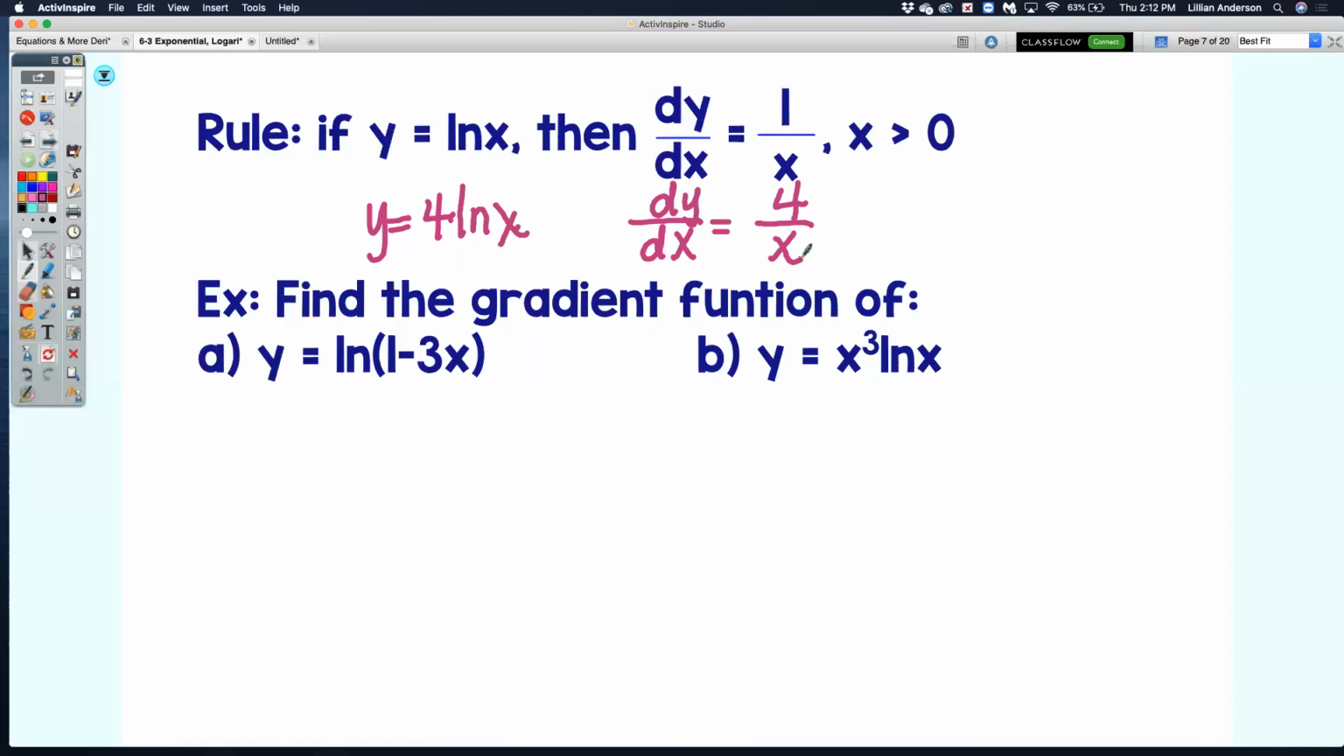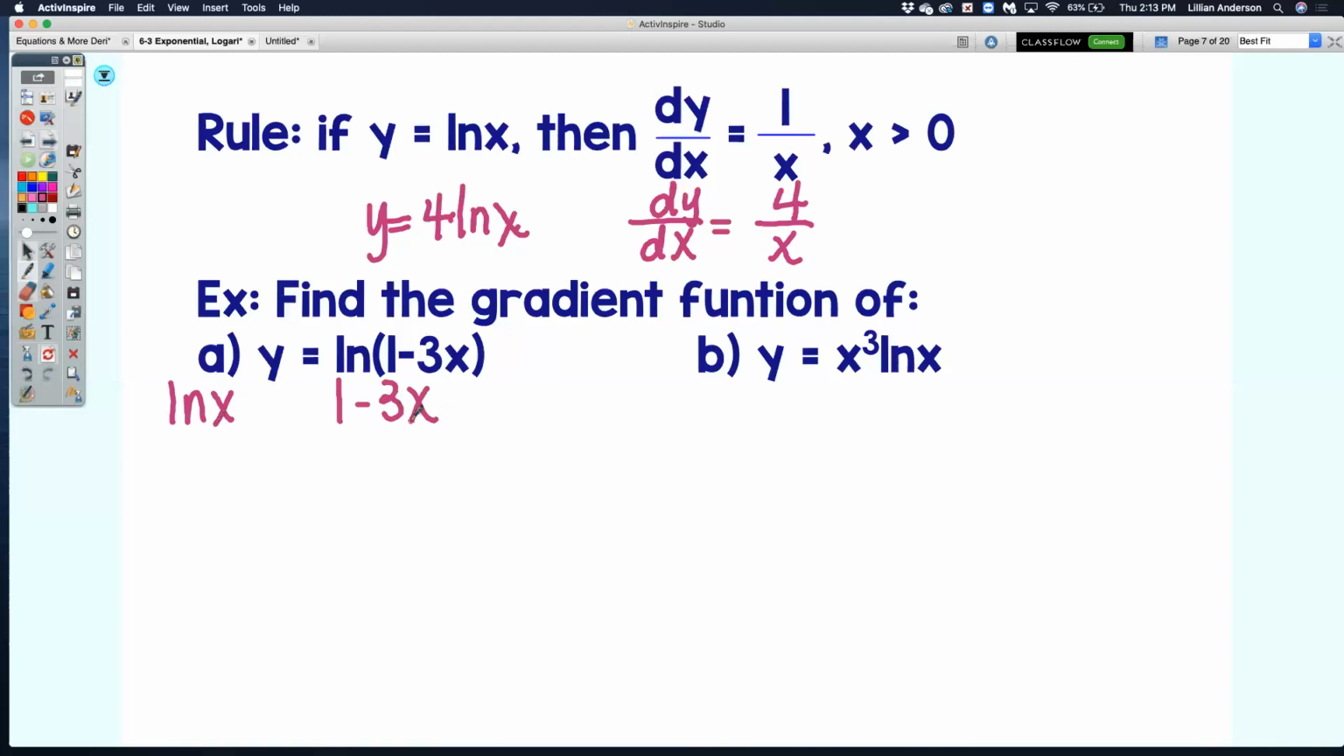That would be SL. Let's take it up to HL, where they incorporate multiple rules in one with these functions. When I look at this one, I have the ln of 1 minus 3x. You would do chain, because you have, what's your outside function, what's your inside function? Those are your two functions.